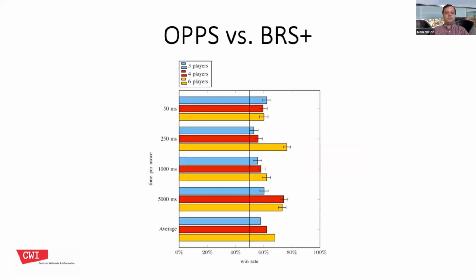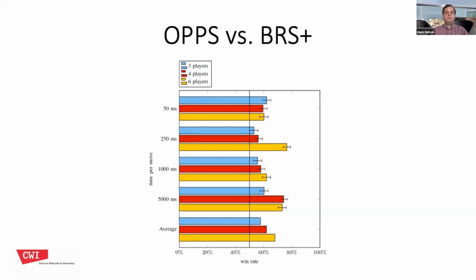Our experiments are divided into 3 sets. In the first set shown here, OPPS was compared to its special case, the current state-of-the-art multiplayer search technique BRS+. We use time controls of 50, 250, 1000 and 5000 milliseconds per move in Chinese checkers with 3, 4 and 6 players. The parameters of OPPS were tuned for each playing condition separately.